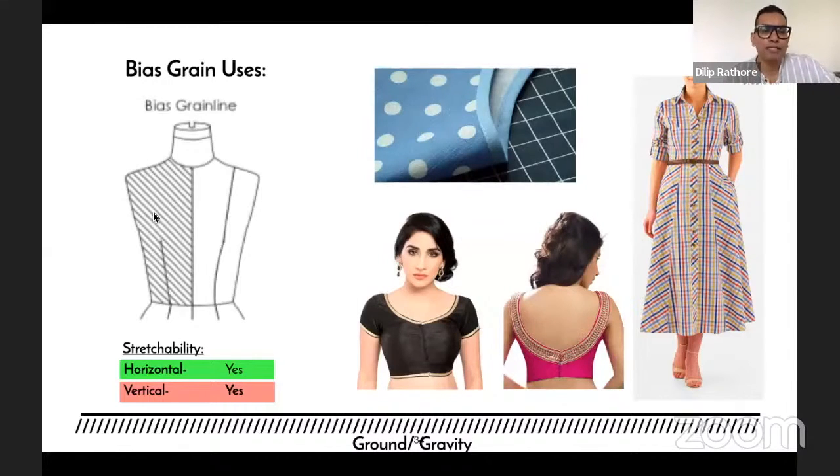Then the uses of bias grain, when the warp is at a 45-degree angle. Here again we use the grain according to its strength. What is the strength? It stretches. So it is used in finishings, such as round necks, big round necks or pipings, all of these are round. They are part of a circle, and the bias stretches. So when it stretches, it can sit and give the finishing of the neckline really well.